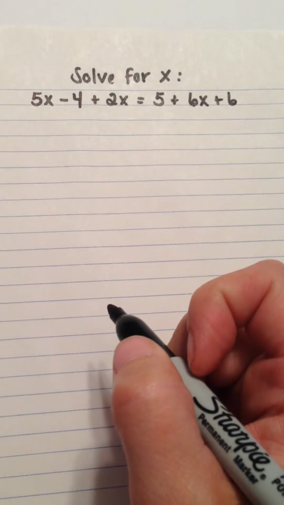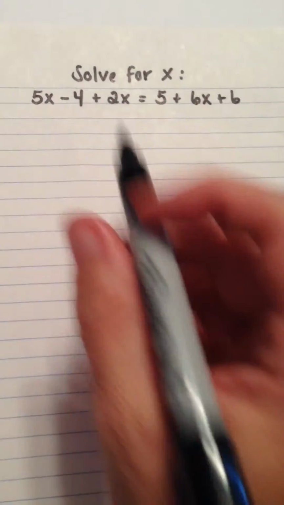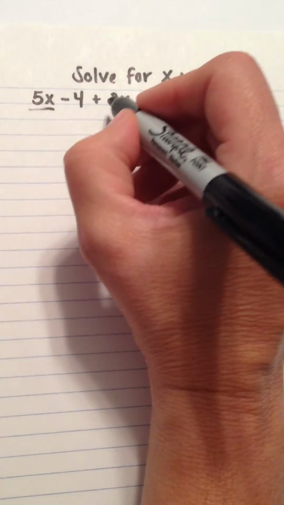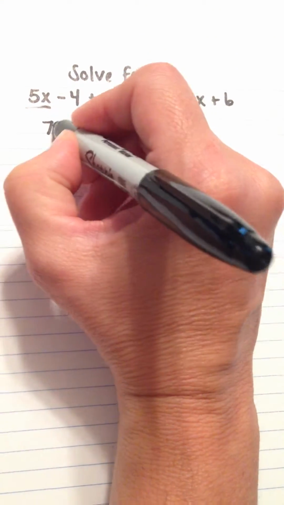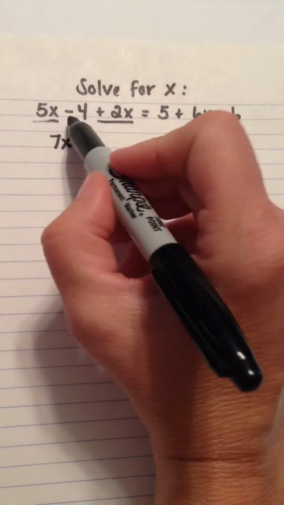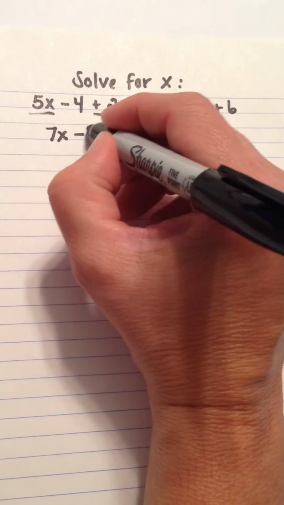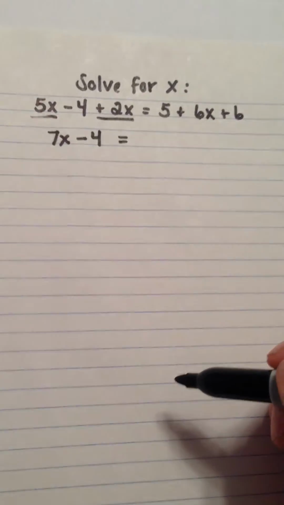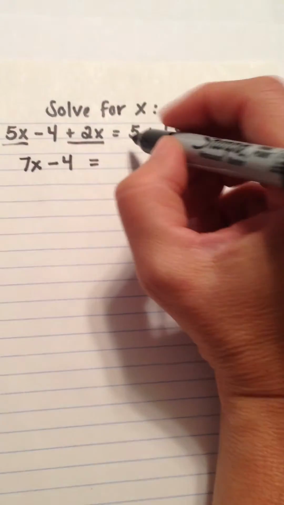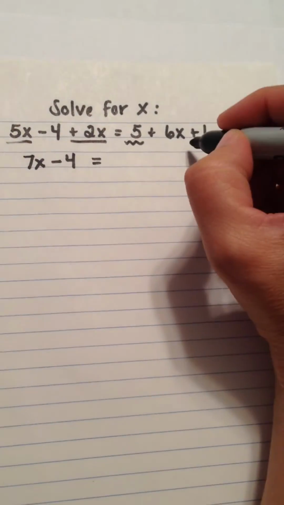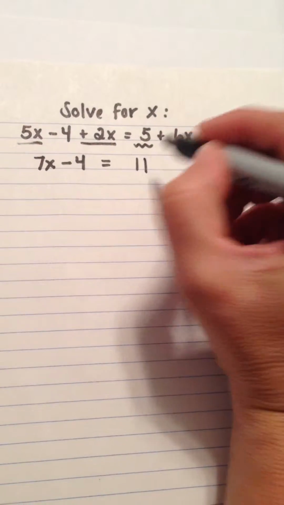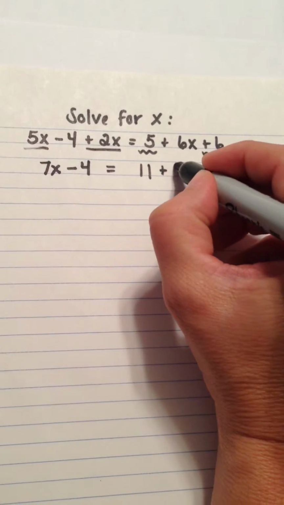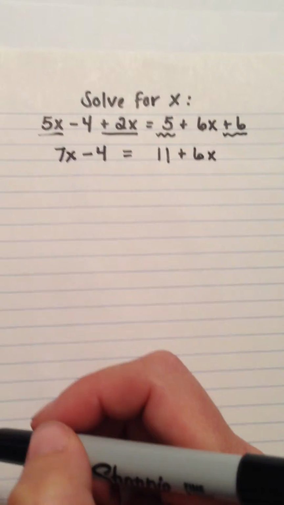The next step tells me to combine like terms. Let's see if I have any like terms. If I look over here on the left-hand side of the equal sign, I see that I have a 5x and a 2x. If I combine those, I get 7x. This negative 4 constant term does not have anything to combine to. It has nothing else alike, so I'm going to bring it down and look at the right-hand side of the equation. Over here, I have a 5 constant term and a 6 constant term. If I add those, I get 11, and again, this variable term does not have anything like it, so there's nothing to combine it with, and I'll bring it down.